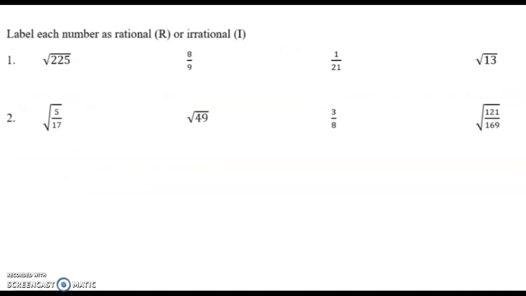So all we're going to do here is label these with an R or an I for rational or irrational. Let's start thinking of the square roots. The square root of 225. You may not remember it, but we know that that's going to be a rational number because that's a number we can work with. 8 ninths, that's a fraction, so that's going to be rational. 1 over 21, again, that's a rational number because it's a fraction.